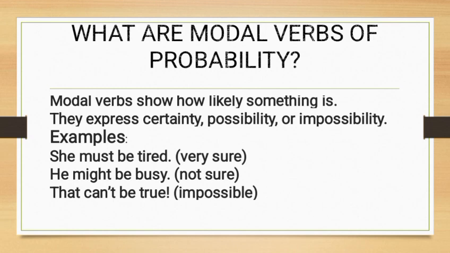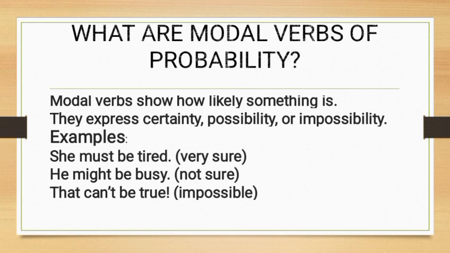Well, dear friends, first we should understand what modal verbs of probability are. These are helping verbs that show us how likely something is to happen or be true. If we are very sure about something, we use the word must. If we are not very sure, we can use may, might, or could. If something is not possible, we use can't.